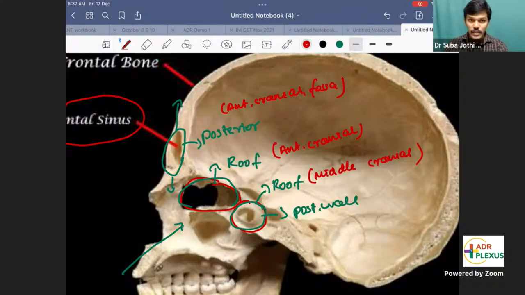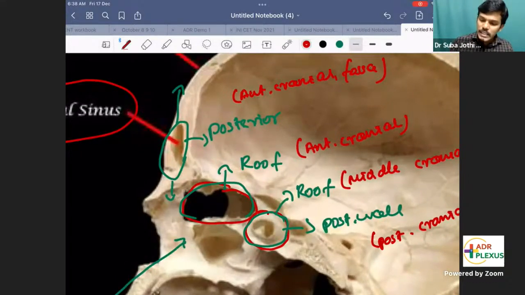Sometimes the posterior wall, which is adjacent to the occipital bone, can even cause leakage due to posterior cranial fossa tumors. So it is not that the posterior cranial fossa is far behind and will not cause CSF rhinorrhea. It can cause CSF rhinorrhea if there is a clival chordoma. So if there are tumors of the occipital bone that compress the sphenoid bone from behind, they can cause CSF rhinorrhea also. But the thing that we should pay attention to is that our ethmoid sinus is the first attention that we should give.